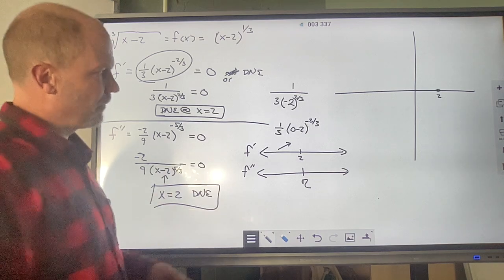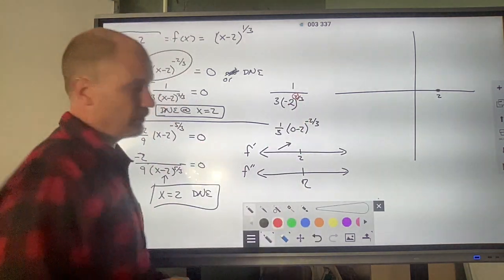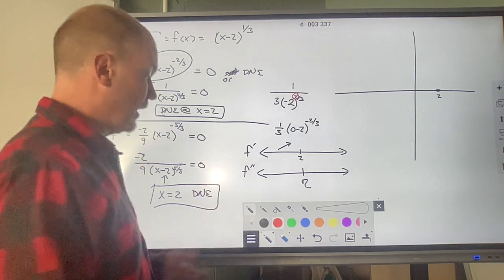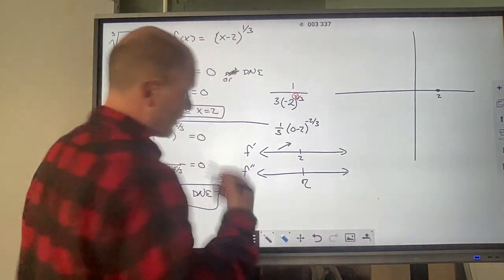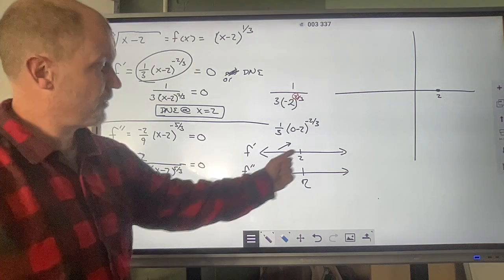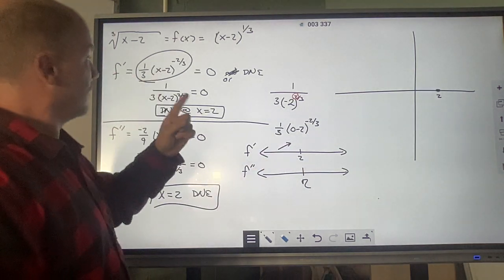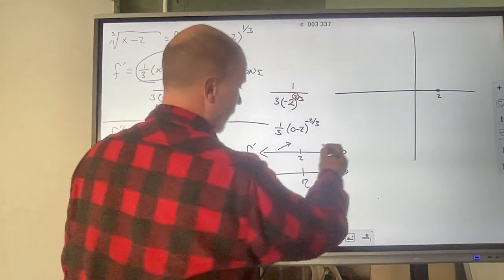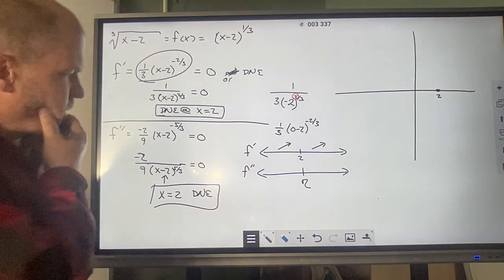I also want to point out, anytime you have an even power in the numerator for your exponent, the answer is going to be positive. So that makes our next calculation pretty easy. I'm going to plug in a number to the right of 2, like 3. If I plug in 3 here, 3 minus 2 is 1. Well, 1 to an even power is also going to be positive. So this is positive slope in both things.